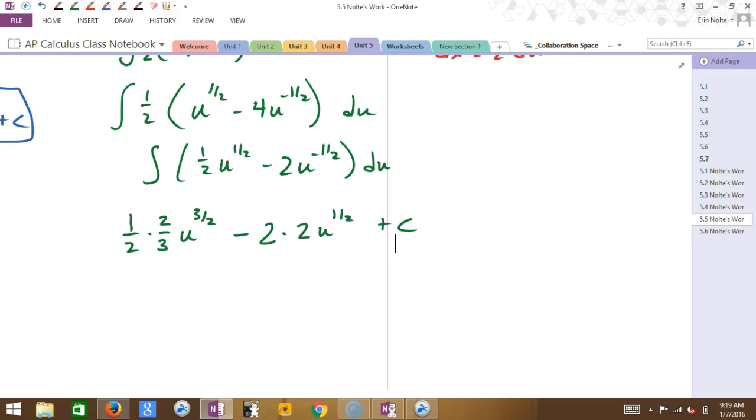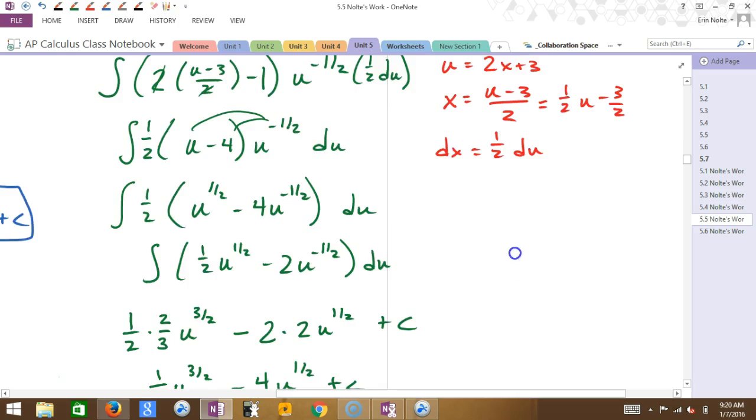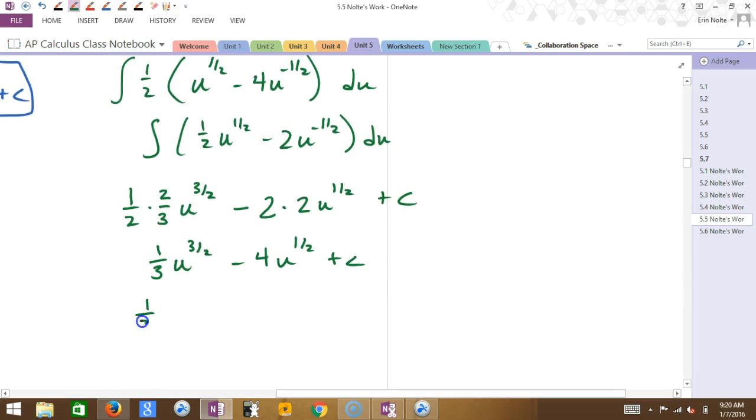Now if we simplify, on the first term, what do you notice? The 2's cancel, so I have a 1/3. Can I substitute right now? Is that okay, or is that going too fast? Go slow, later. Got it. So 1/3 u to the 3/2 minus 4 u to the 1/2. Now I'm simplified. My last step will always be to plug that u back in. What was our value of u? 2x plus 3. So I plug that back in.